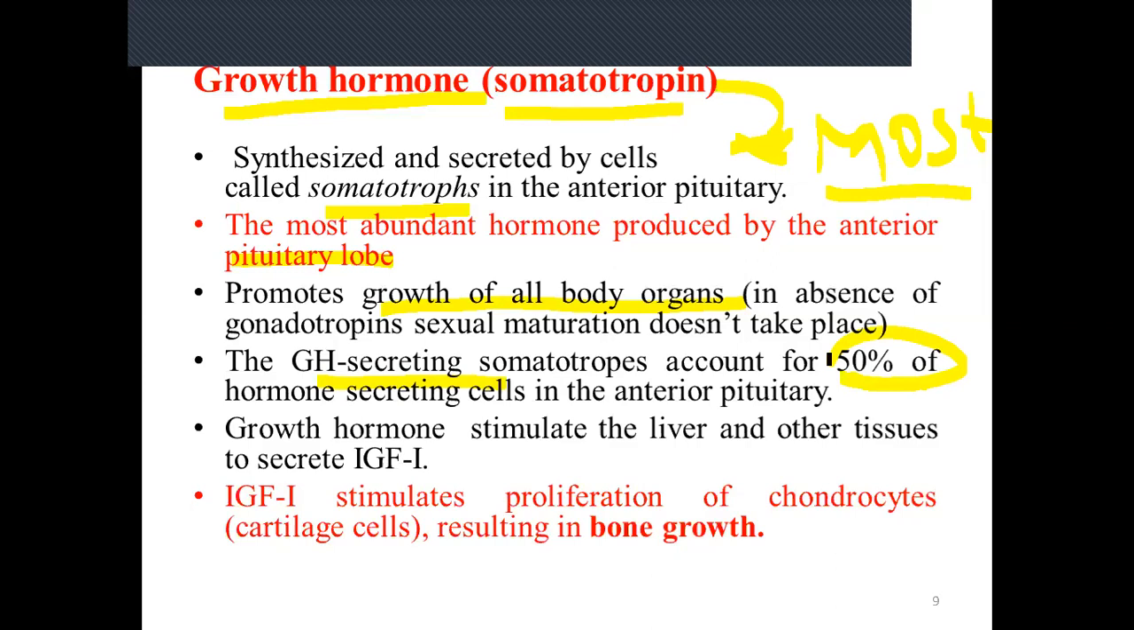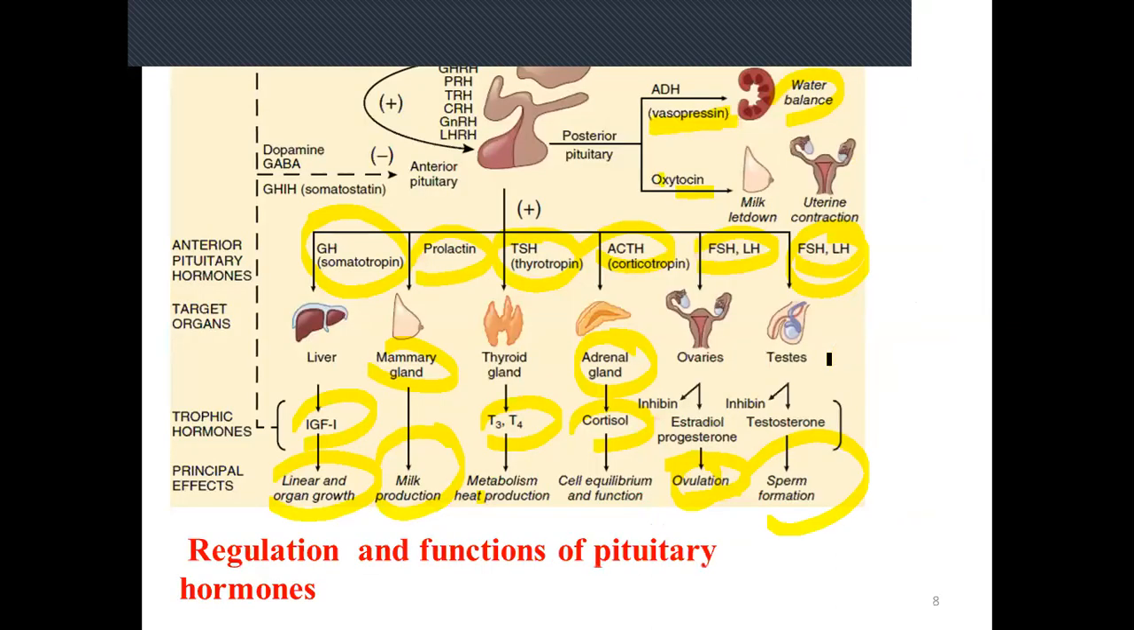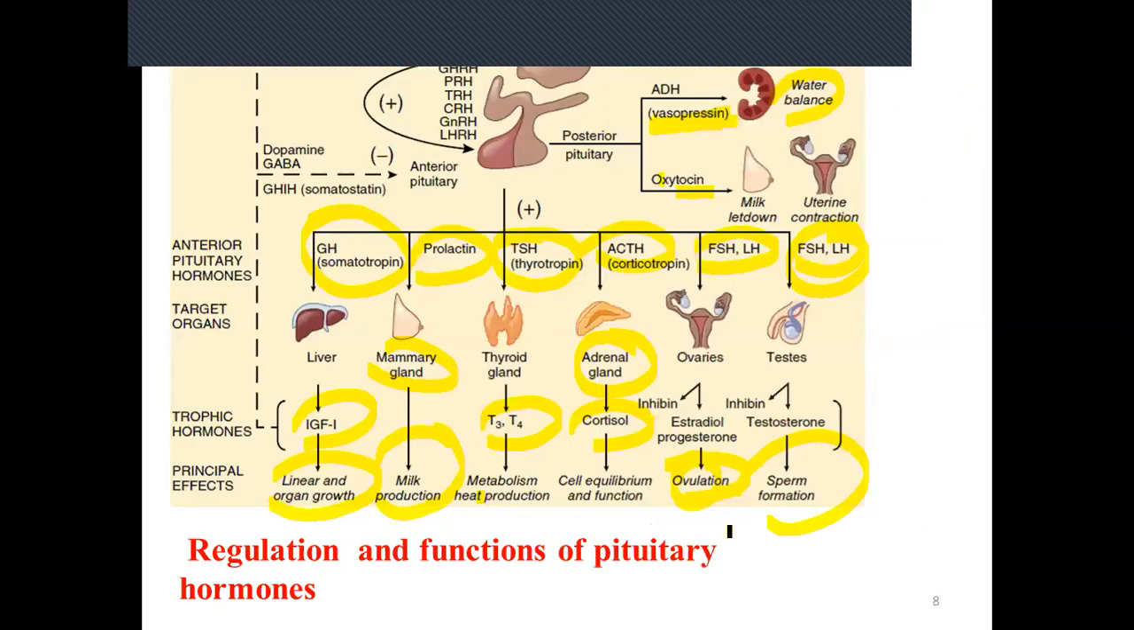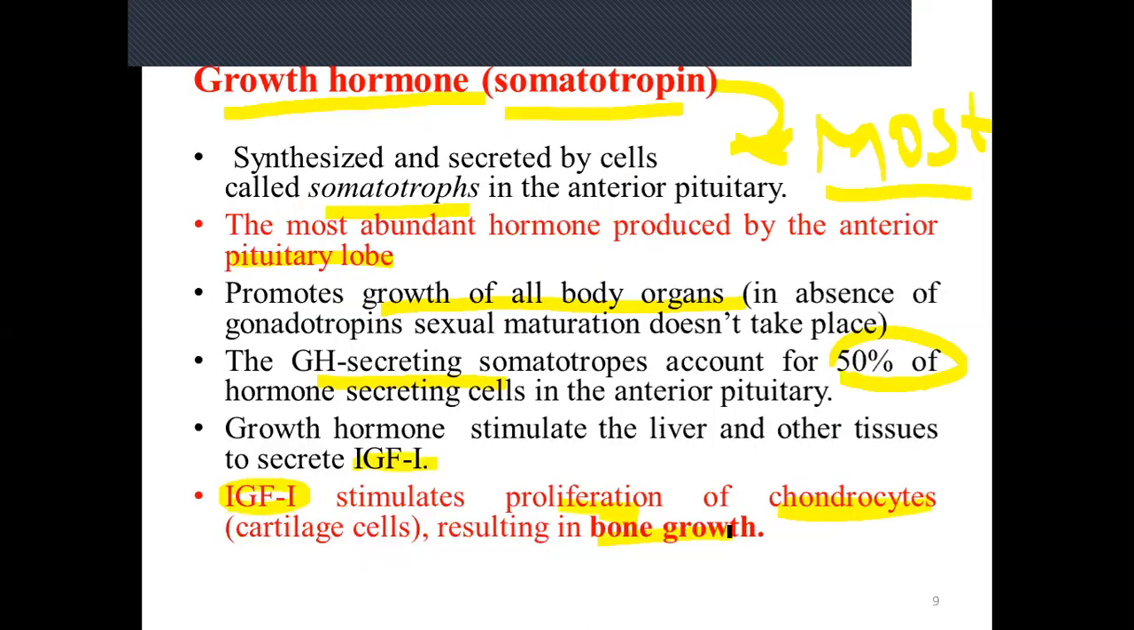Remember, this growth hormone stimulates the liver and other tissues to secrete insulin-like growth factor. Especially, the insulin-like growth factor stimulates the proliferation of chondrocytes or cartilage and results in bone growth. So this is very important for linear and organ growth. But insulin-like growth factor 2 is mainly for fetal growth and development.